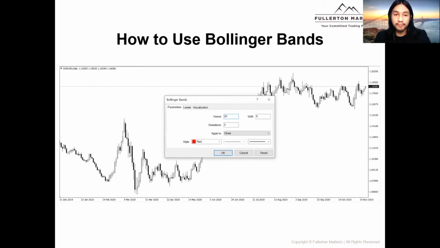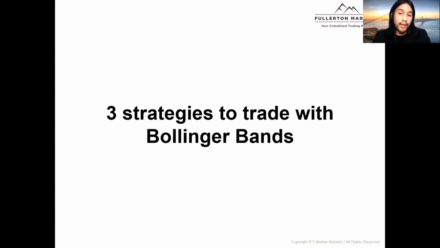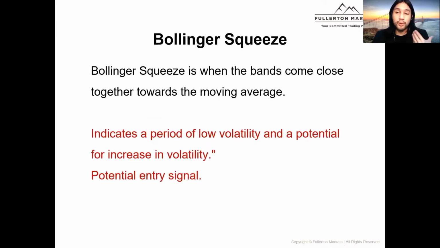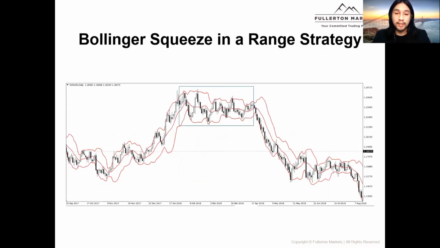Personal preference. There are many ways for you to use the Bollinger Band, but this is the basic and most well-known way. So let's just use a period of 20 with 2 standard deviations, applied to close. There are 3 ways to trade with Bollinger Bands. The first is known as the Bollinger Squeeze. A Bollinger Squeeze is when the bands come close together, moving towards the moving average. This indicates a period of low volatility and the potential for an increase in volatility. Let me show you guys an example.